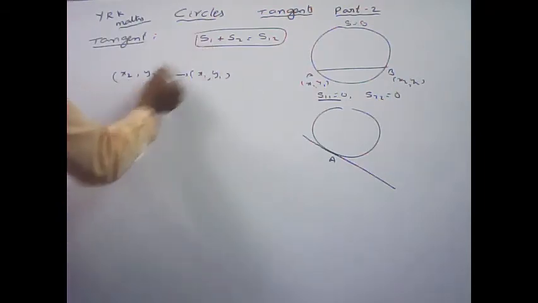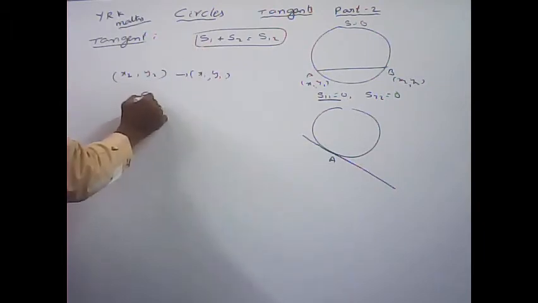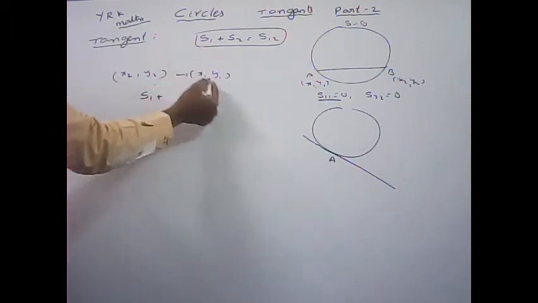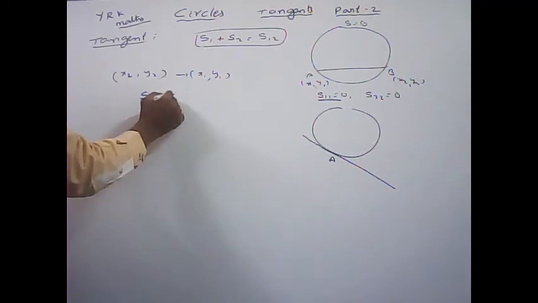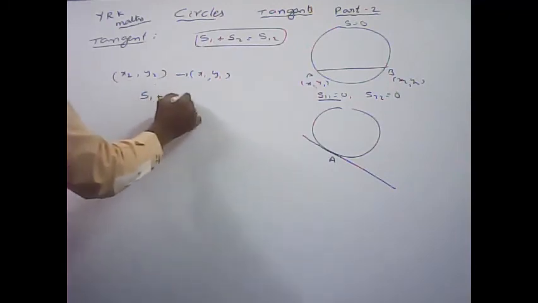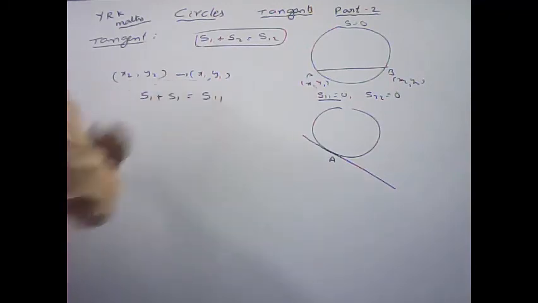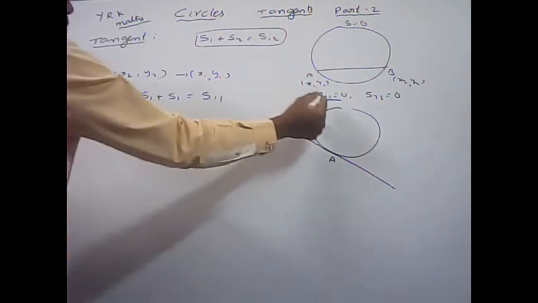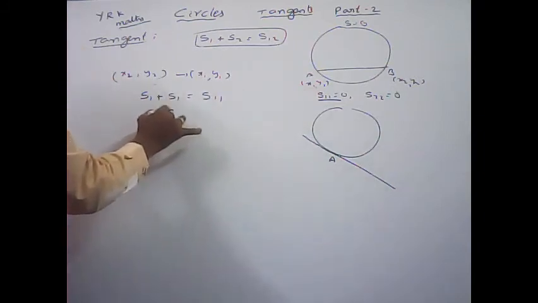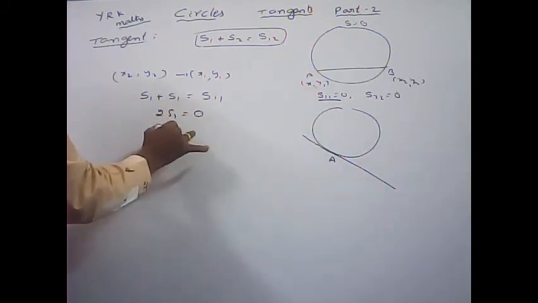Now here you can see, if x2, y2 approaches x1, y1, S2 becomes S11. In the place of x2, y2 you can put x1, y1, and we get S11. S11 is equal to 0. So 2S1 is equal to 0, S1 equals 0.